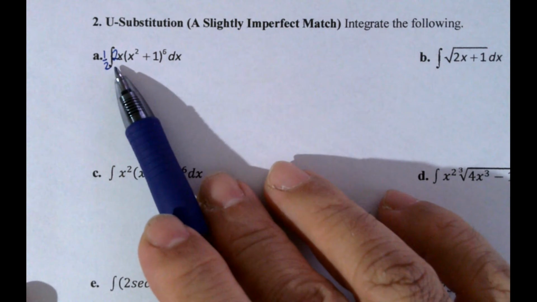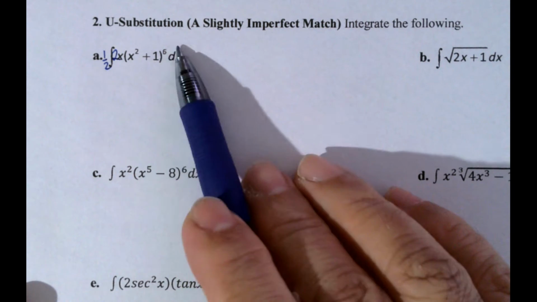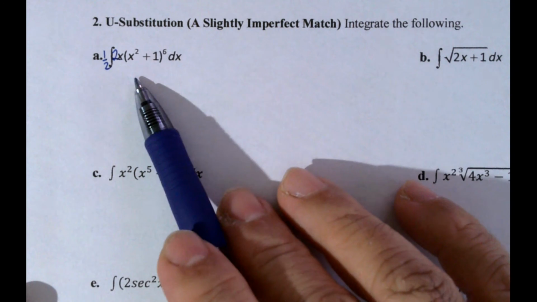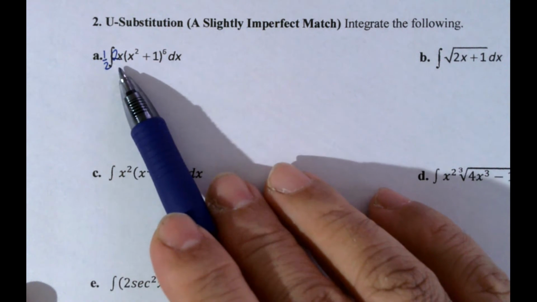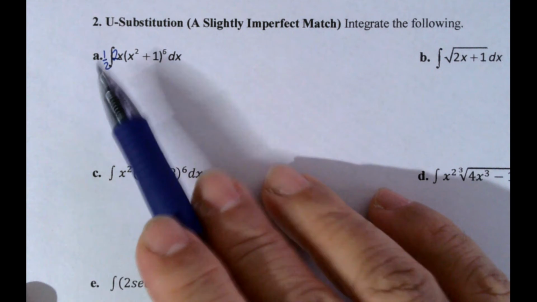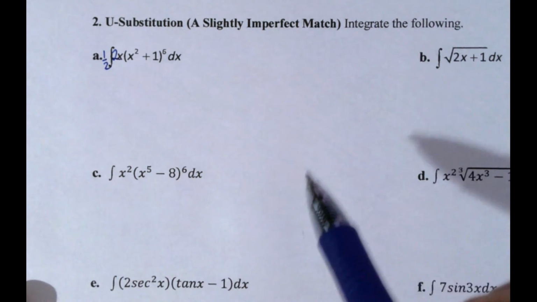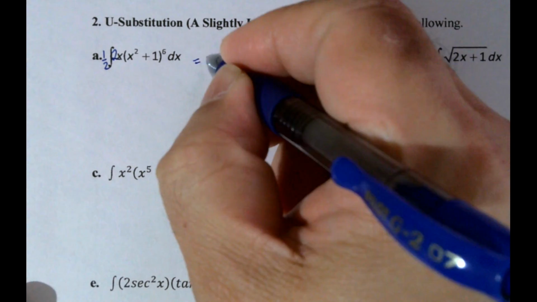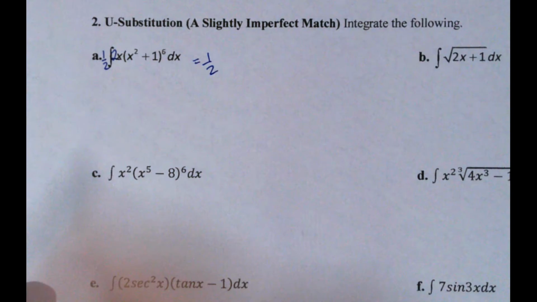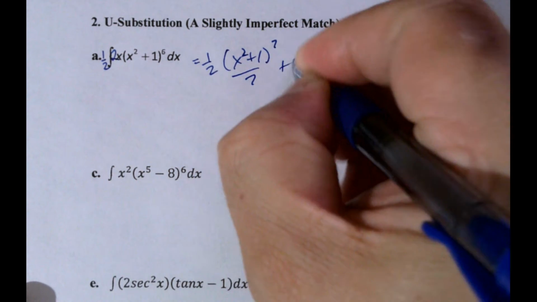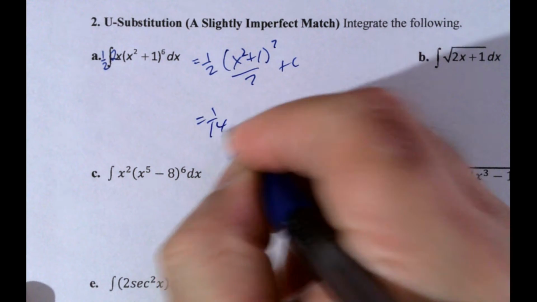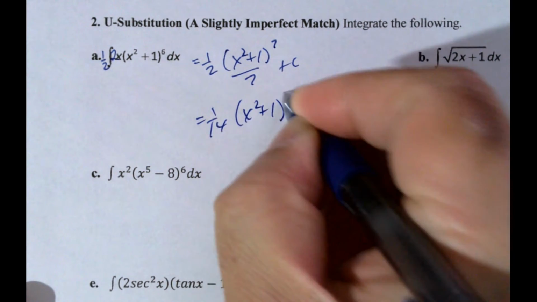The number on the inside is needed for the completion of the pattern, and the 1/2 compensates for the fact that I put a number in, right? So I haven't changed the problem. 1/2 times 2 is 1, so I haven't changed it. Okay, so then it's 1/2 x squared plus 1 to the 7th over 7 plus c. So it's 1/14 x squared plus 1 to the 7th plus c.